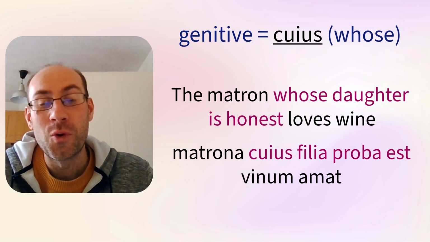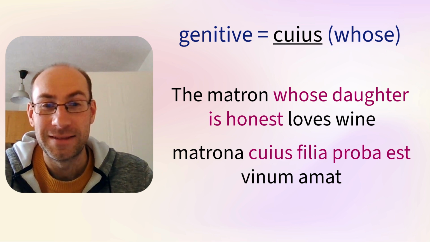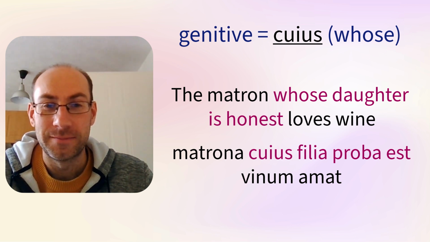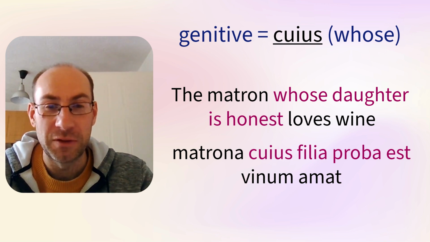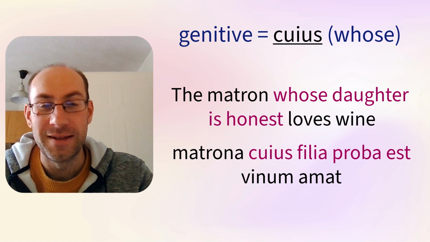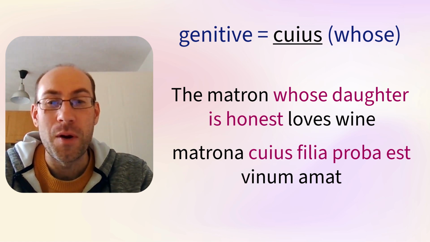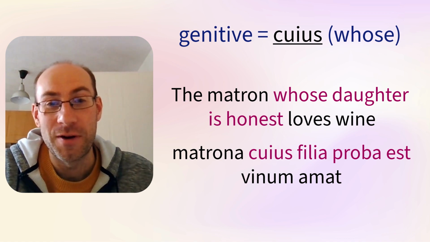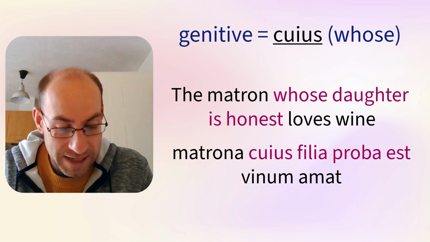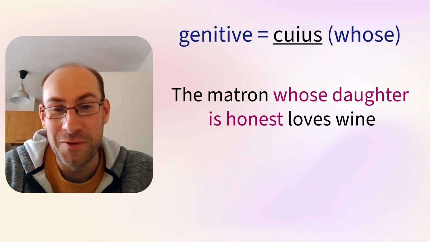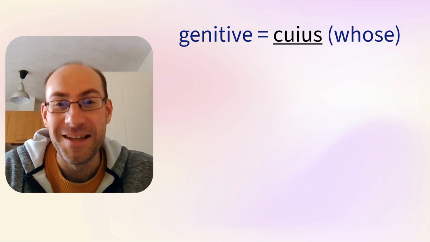Matrona, cujus filia proba est, vinum amat. Main clause: matrona vinum amat, she loves wine. Subordinate relative clause: cujus, whose, filia proba est, whose daughter is honest. So cujus, easy. Right, you try now. Pause it if you want, think about it, and then do it with me.